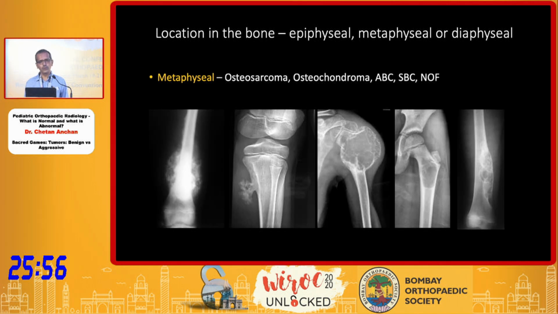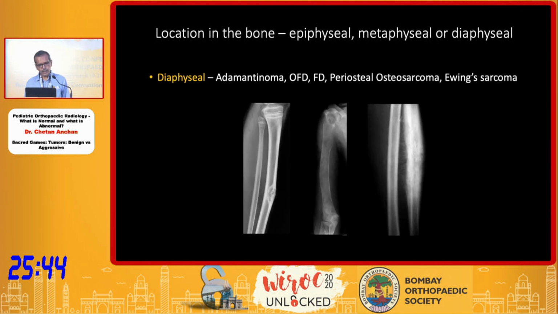Metaphysis, this is the most common site for most bone tumors. So osteosarcoma, osteochondroma, aneurysmal bone cyst, simple bone cyst, non-ossifying fibroma, all of these you will see in the metaphysis of a long bone. Diaphyseal lesions, you see adamantinoma, osteofibrous dysplasia, fibrous dysplasia, periosteal osteosarcoma, Ewing sarcoma, periosteal aneurysmal bone cyst, all of these would typically appear in the diaphysis of the long bone.